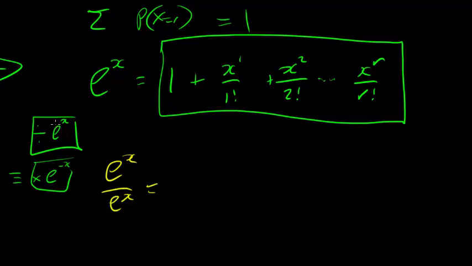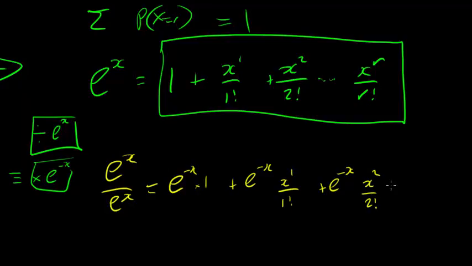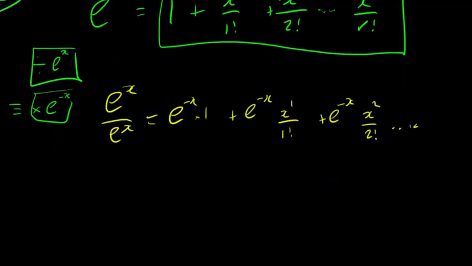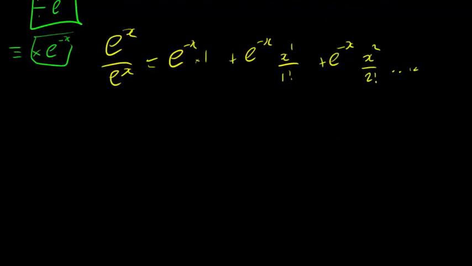Then I'll start timesing. So this will be e to the minus x times 1 plus e to the minus x times x to the 1 over 1 factorial plus e to the minus x, and you get the idea, x squared over 2 factorial, and it'll carry on. Now if I just swap over the x's for lambdas, then obviously I'll have the 1 on one side, e to the minus lambda times 1.